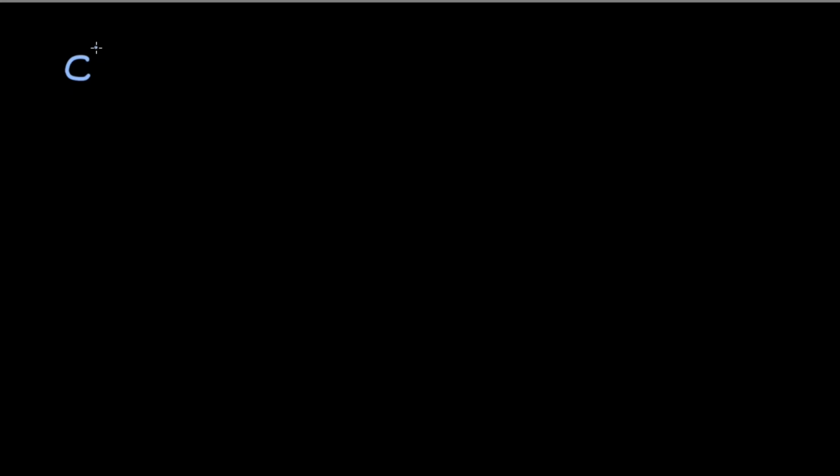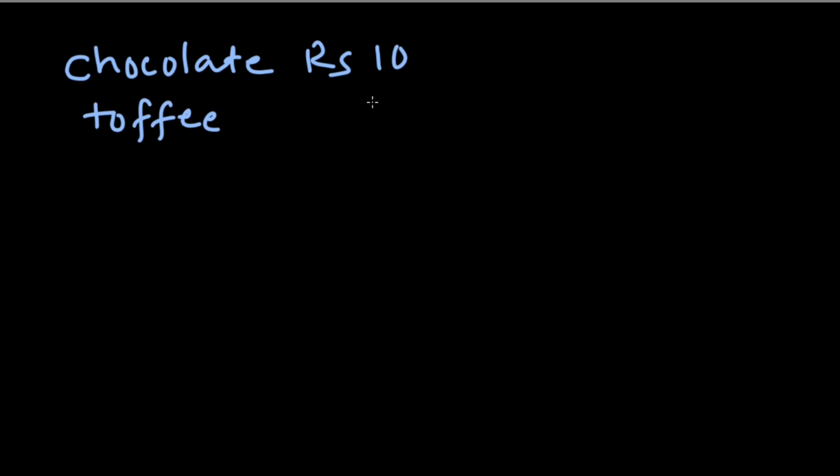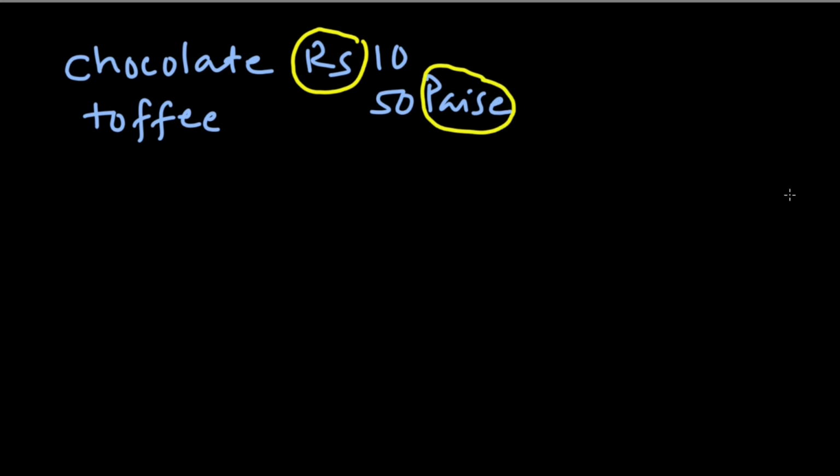Cost of chocolate is rupees 10 and cost of a toffee is 50 paise. We have to take the ratio of cost of chocolate to cost of toffee. If you look at the units of the money, the cost of chocolate is in rupees and cost of toffee is in paise. Since the units are different, we first have to make the units same.